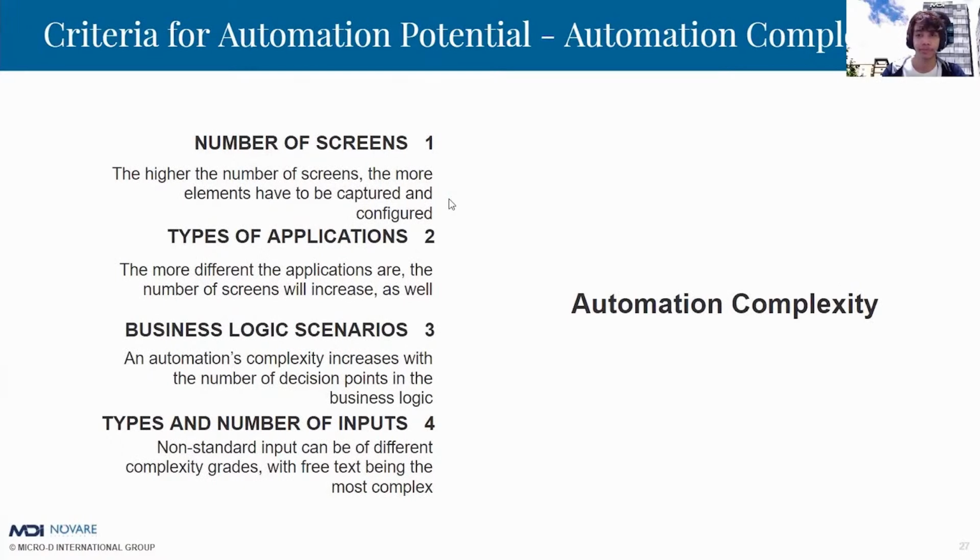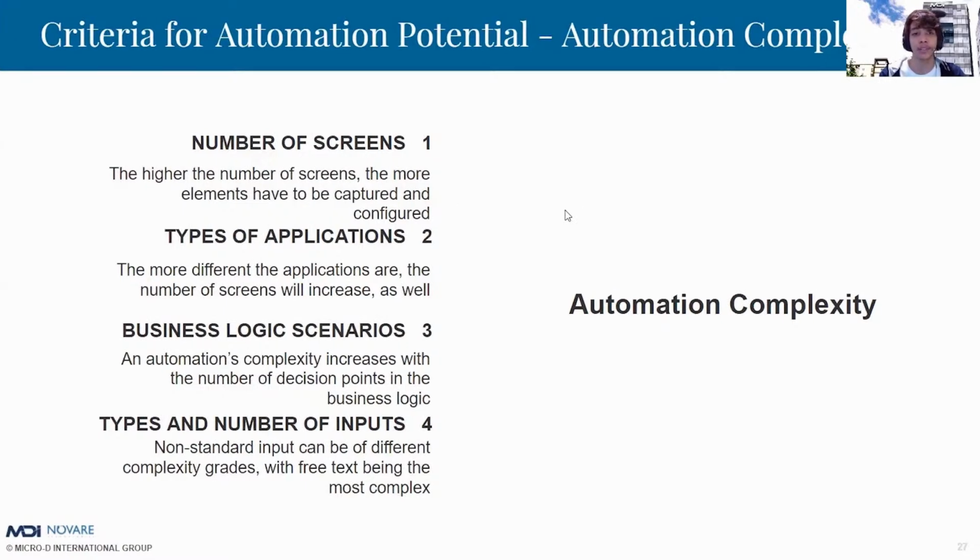RPA works by programming the robot to perform tasks at a screen level or at a UI level. So when the screen changes, another set of logic must be taught to the bot. So, as mentioned here, the higher the number of screens, the more elements have to be captured and configured. That is one factor that must be considered when assessing the automation potential or automation complexity of a process.